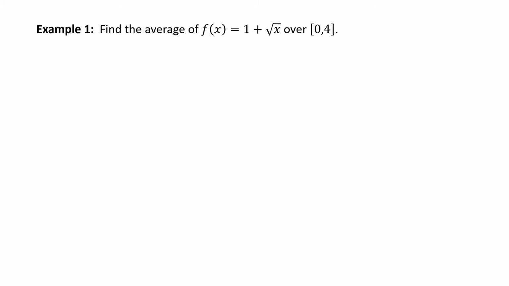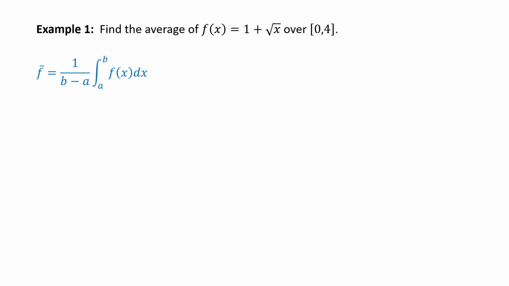Example: find the average of f of x equals 1 plus the square root of x over the closed interval from 0 to 4. We begin this by recognizing that we need the average value, so let's go ahead and identify and write that formula. F bar is equal to 1 divided by the quantity b minus a times the integral from a to b of f of x dx.